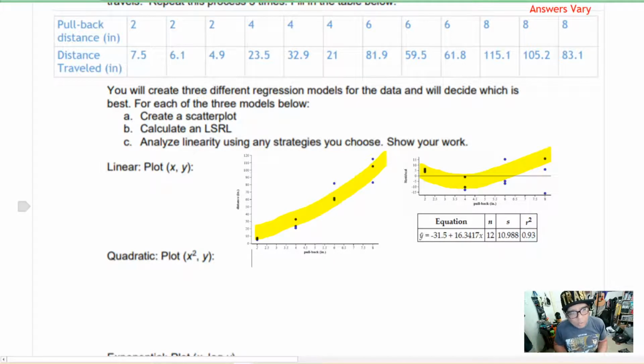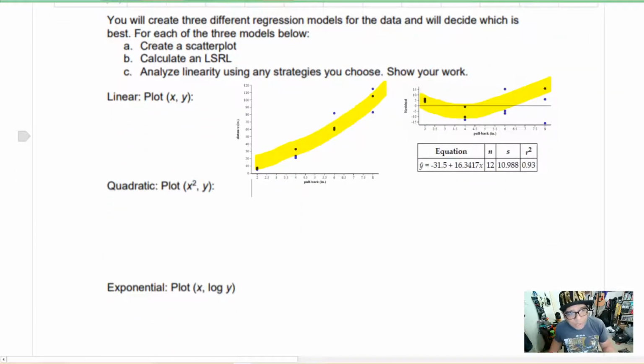Let's have a look at the quadratic data. So for the quadratic data, we're going to take the x-coordinates and we're going to square them because the y-coordinates are also squared already. An alternative way of doing this would be to take a square root of the y-coordinates, but for some reason I think we're deciding on this one. So let's take a look at the quadratic plot.